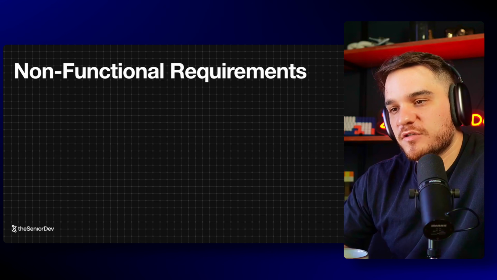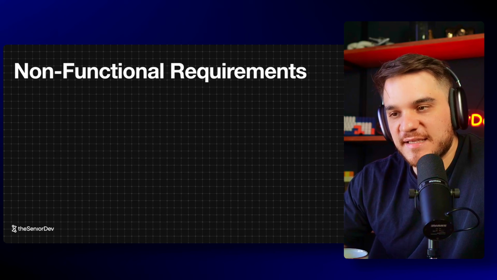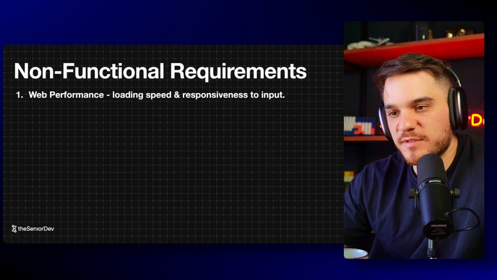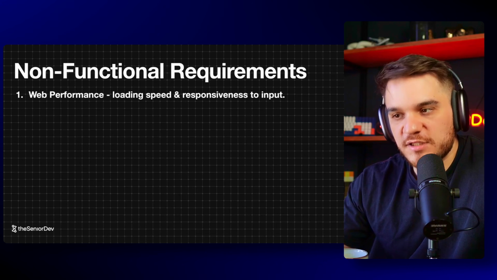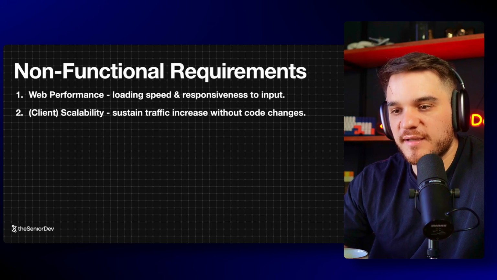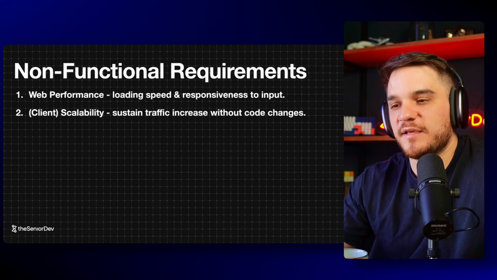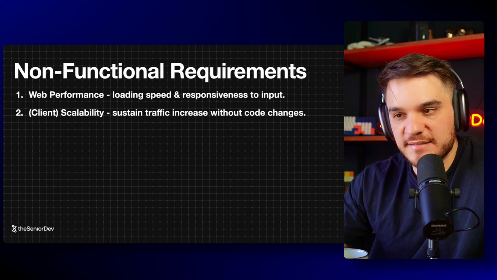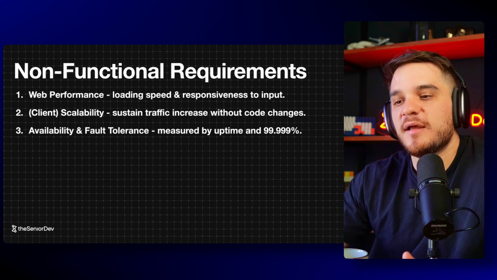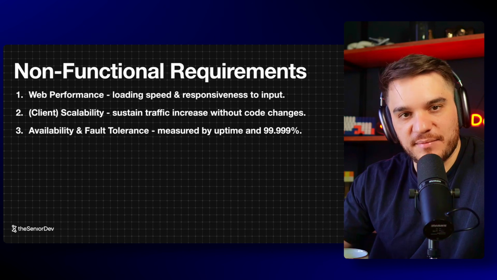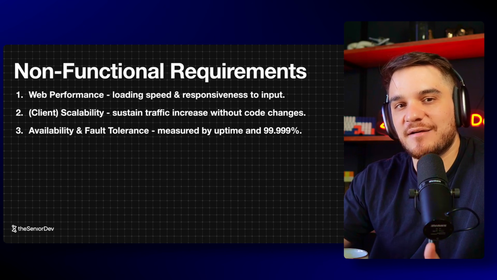So back to non-functional requirements, we can summarize them in 6 main non-functional requirements. Number 1 would be the web performance of the application. That would be the loading speed and responsiveness to input on the front end. The client scalability. So can our client application, can our front end application sustain traffic increases without having to change the code? The availability and fault tolerance. So how resilient the system is. If something fails, can it recover itself?